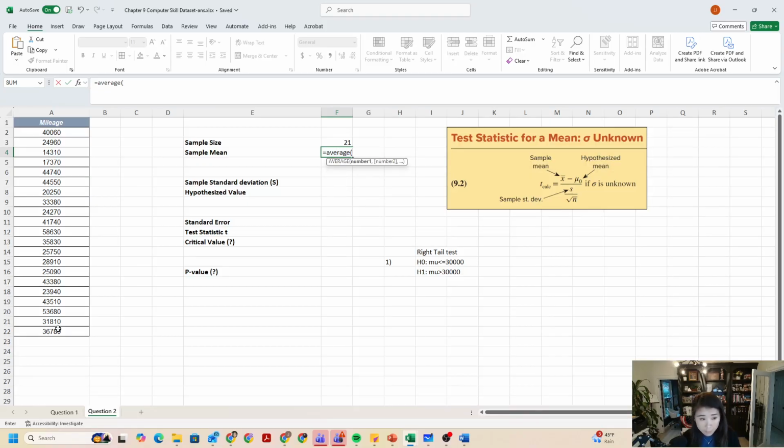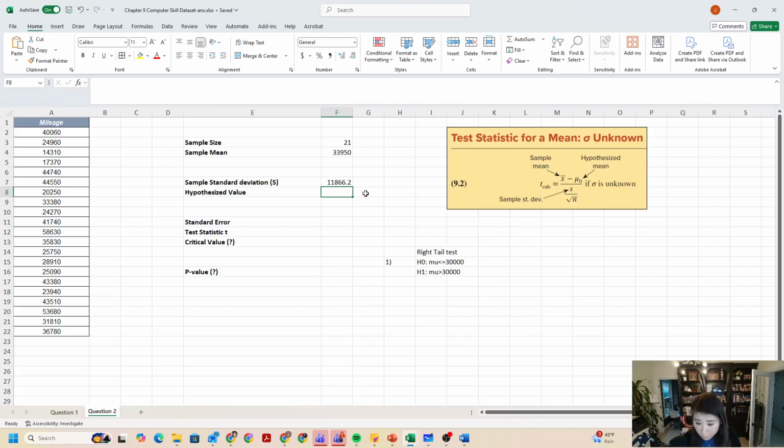So we already learned this before. And then we select my data. So that's going to give me the sample mean. Now we are going to the sample standard deviation, which is stdev.s. Since we're dealing with the sample, make sure you have .s. And then select my sample data. And that gives me 11,866.2. Okay, so that's my sample standard deviation.